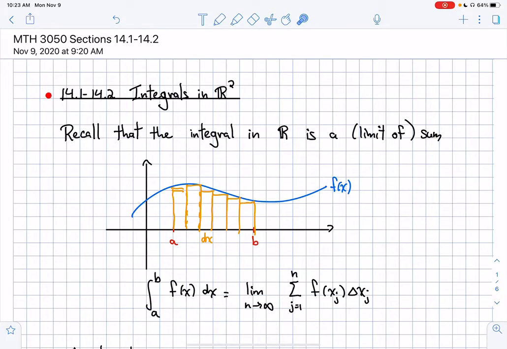Chapter 14, sections 14.1 and 14.2 on integrals in R2. So essentially we start studying multiple integrals.